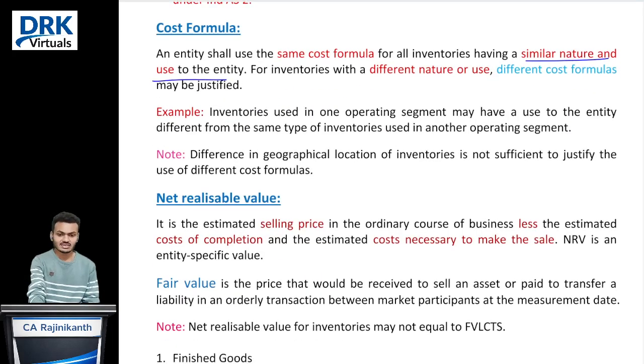Clear? For example, if we have one segment in Hyderabad and another segment in Bangalore. In the Hyderabad segment, we are trading cement bags. In the Bangalore segment, we are in the construction industry. Here we just purchase the cement bags and sell to the customer. There we purchase the cement bags and consume them in our construction projects. What does it mean, sir? Nature is the same, cement bags, but usage is different. In this case, we can follow the FIFO cost formula in Hyderabad and the weighted average cost formula in Bangalore. It means a different cost formula can be followed for the Hyderabad and Bangalore segments.